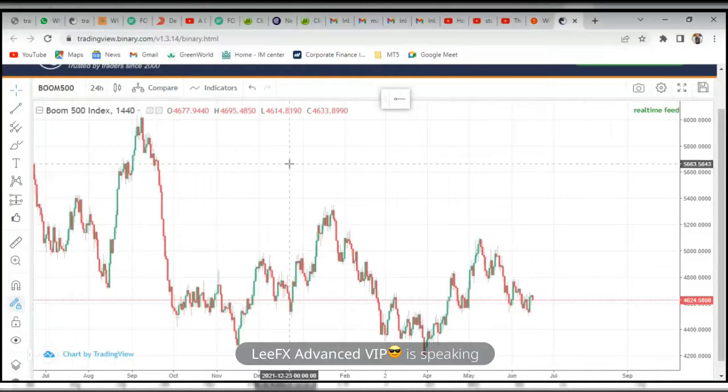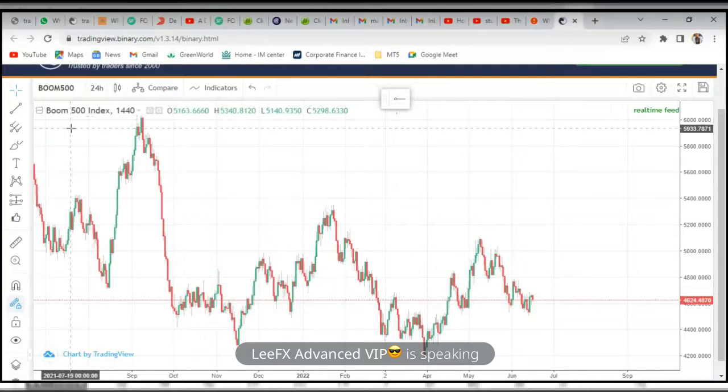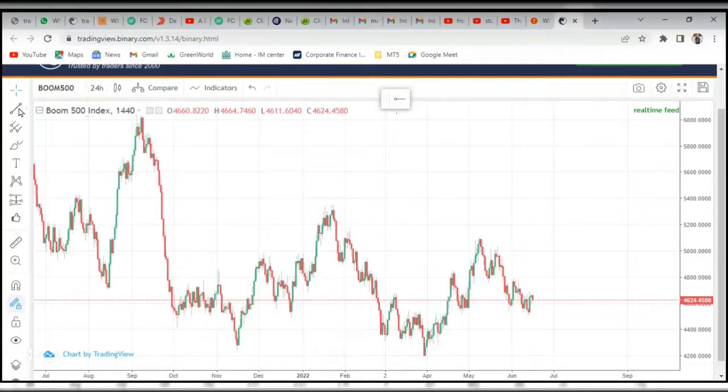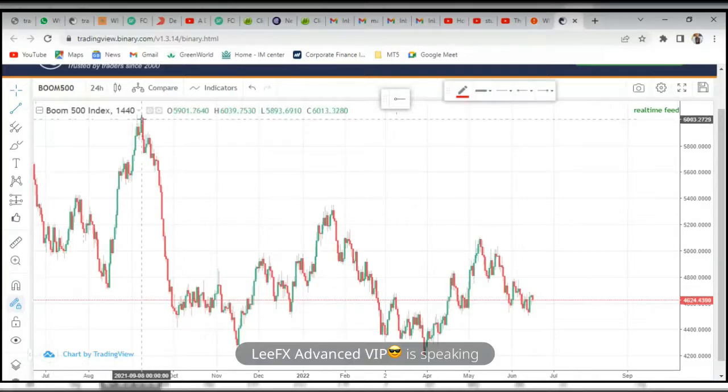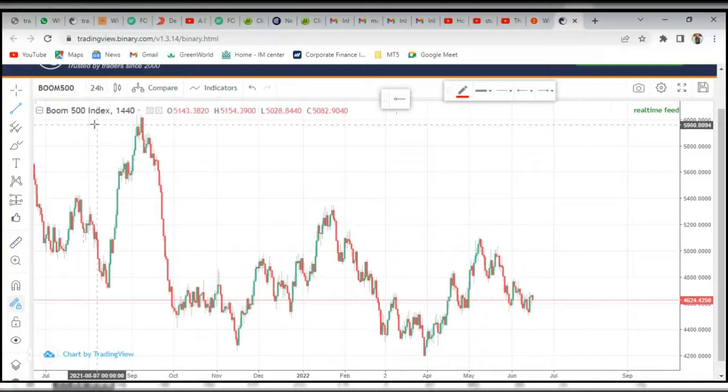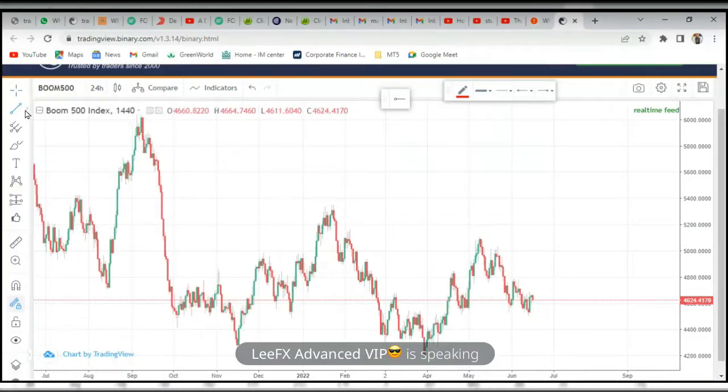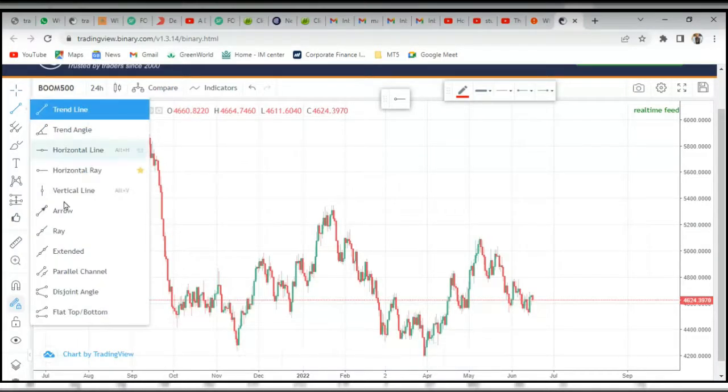So when we look at this price, starting from here, we could see that this is where the price was. The price was here.